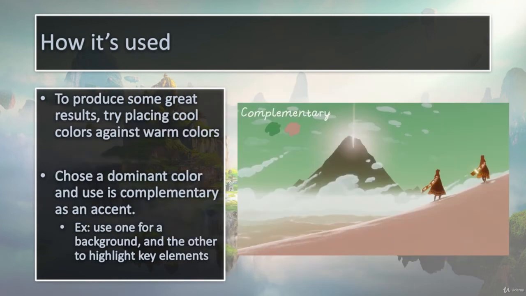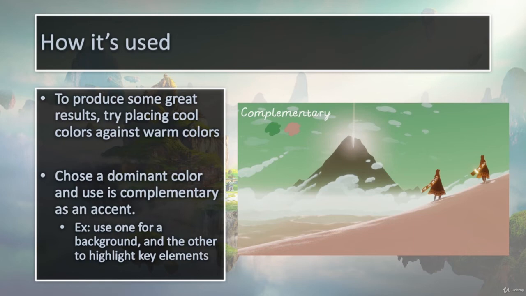Now, to create some great results, try placing cool colors against warm colors, as we saw in the previous example. And the best way to do this is to choose a dominant color and use its complementary as an accent. Example, use one for background and the other to highlight key elements.